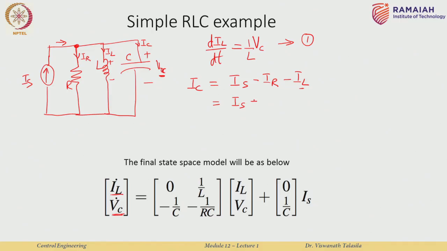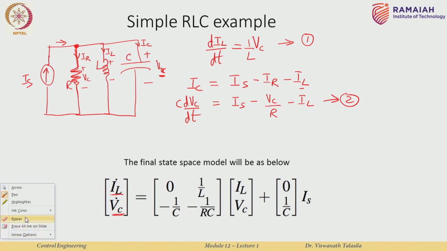For IR, the current flowing through this resistance branch, we consider the voltage drop across it to again be Vc, because all these branches are in parallel. So, IR is nothing but Vc divided by R. IL of course stays as it is. What about IC? The current through the capacitor, as you know, is given by C dVc by dt. So, this is equation number 2.